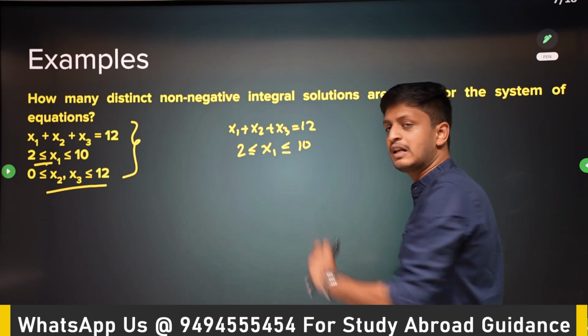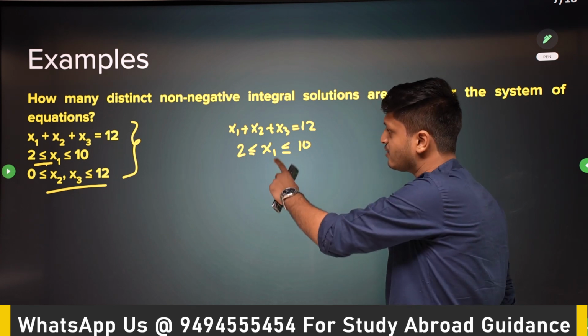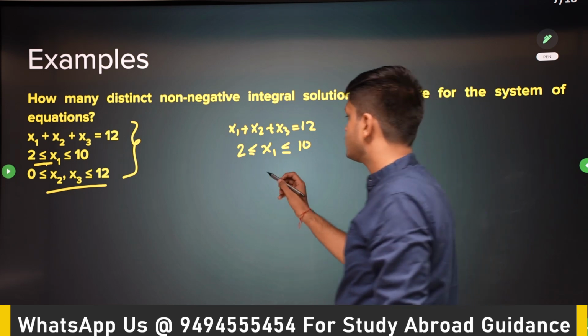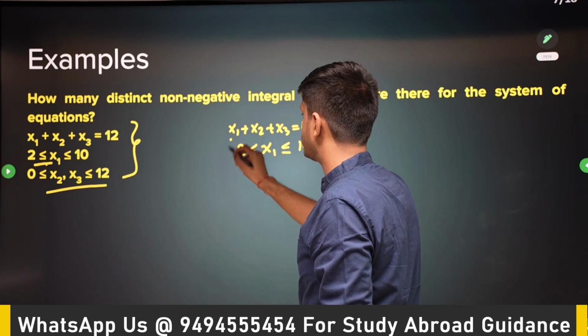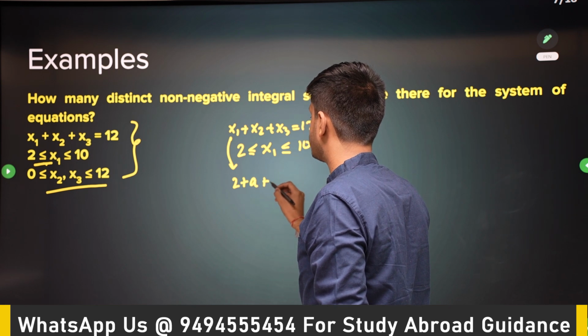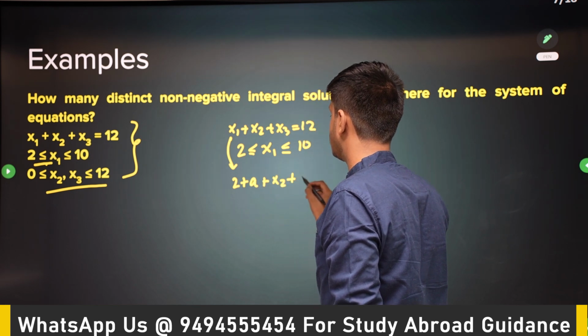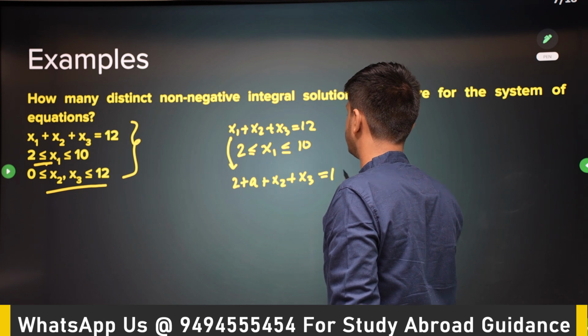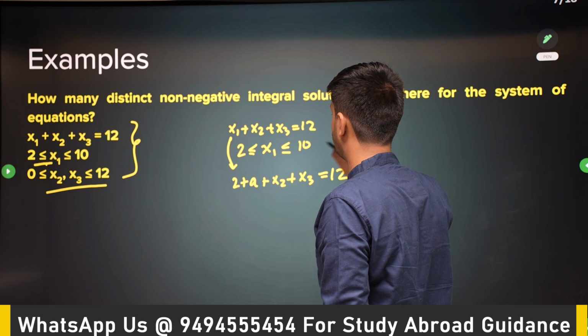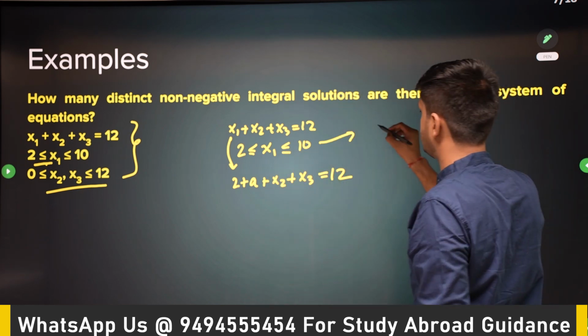Since x1 has to be greater than or equal to 2, I will write x1 as 2 plus a, so that a is now greater than or equal to 0. So this will become 2 plus a plus x2 plus x3 is equal to 12. So now what will this equation become? Since x1 is 2 plus a, I will write it this way.